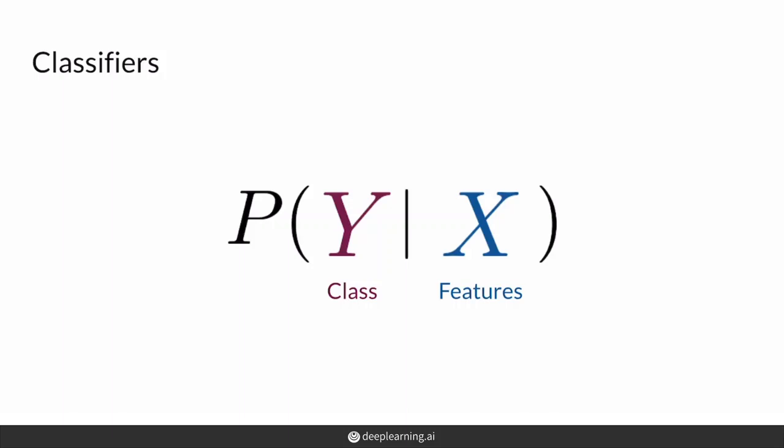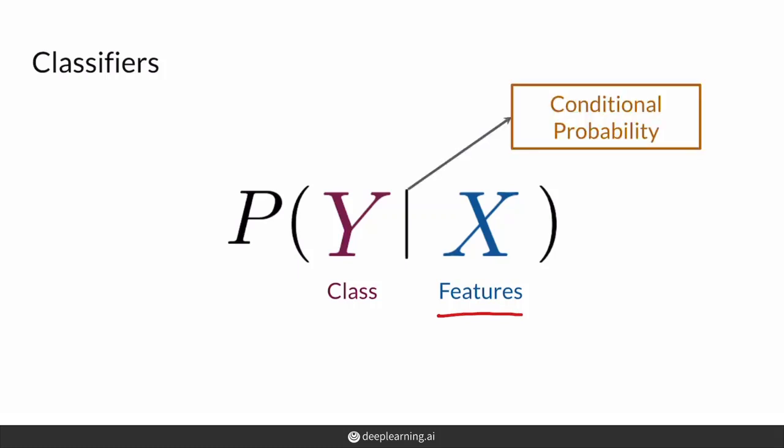And this is a conditional probability distribution because it's predicting the probability of class Y conditioned on a certain set of features, which is what this vertical bar is for. So the model only makes a prediction of a class once it's seen the input features. And in this case, it's an image.